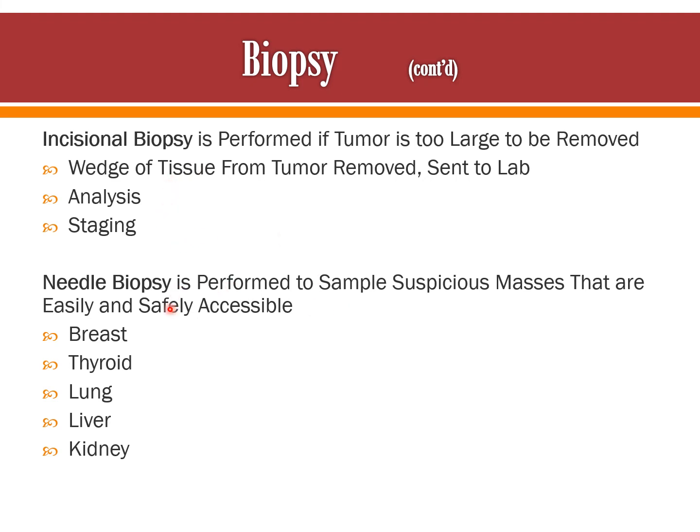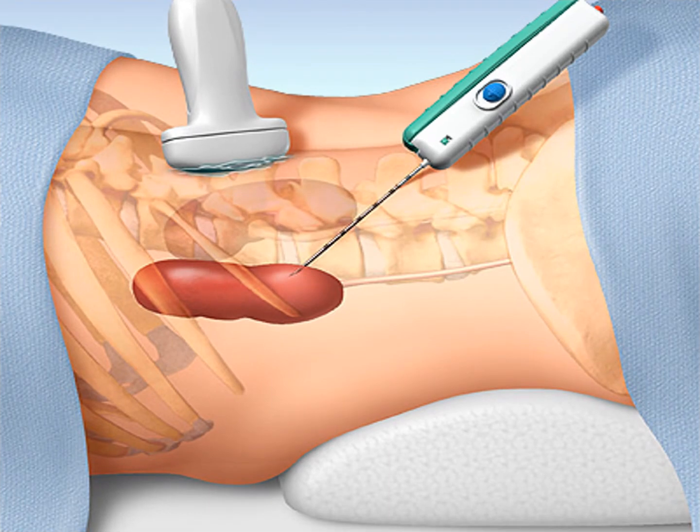They can also do what is known as a needle biopsy to look at suspicious masses that are easily and safely accessible. They can do needle biopsies for breast, thyroid, lung, liver, or kidney tissues, right? And then they're going to do the same thing. They're going to analyze it, and then stage it. Obviously, this is a needle, so it's smaller than the wedge that you would do in the incisional, all right? So that could be an example of a needle biopsy here.